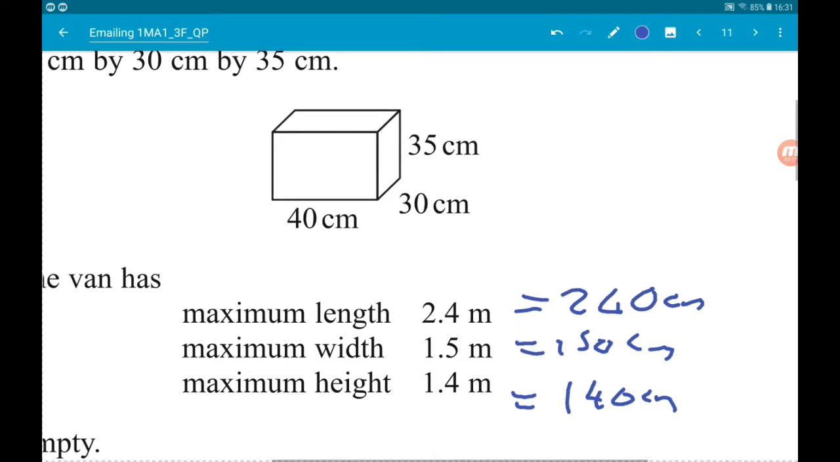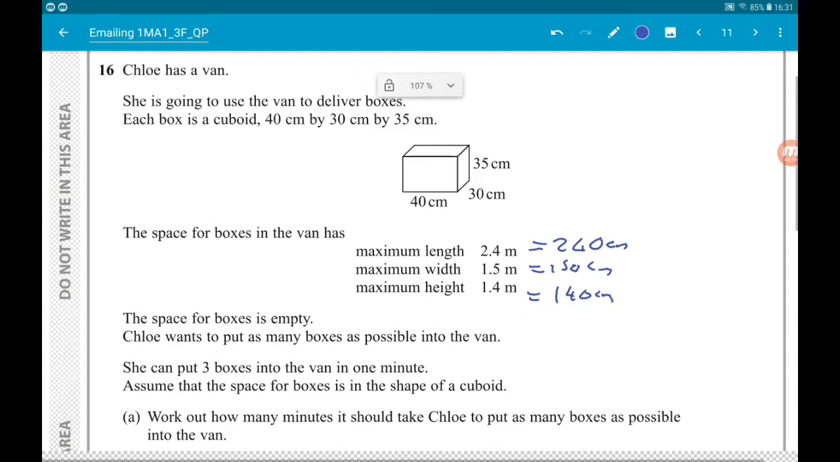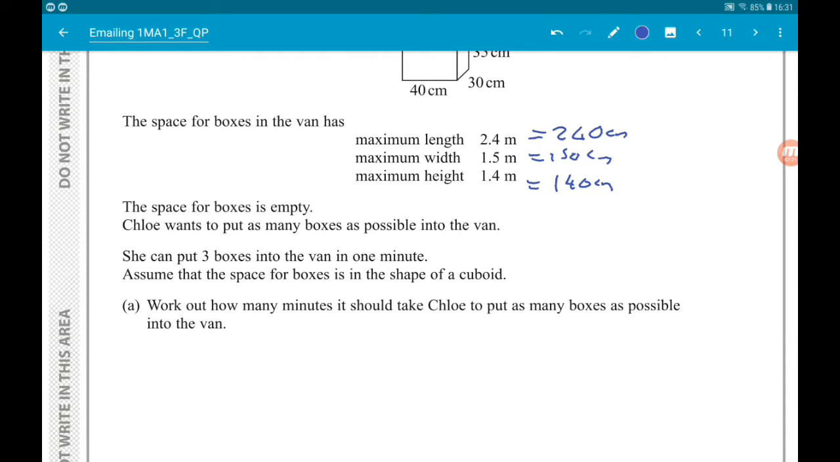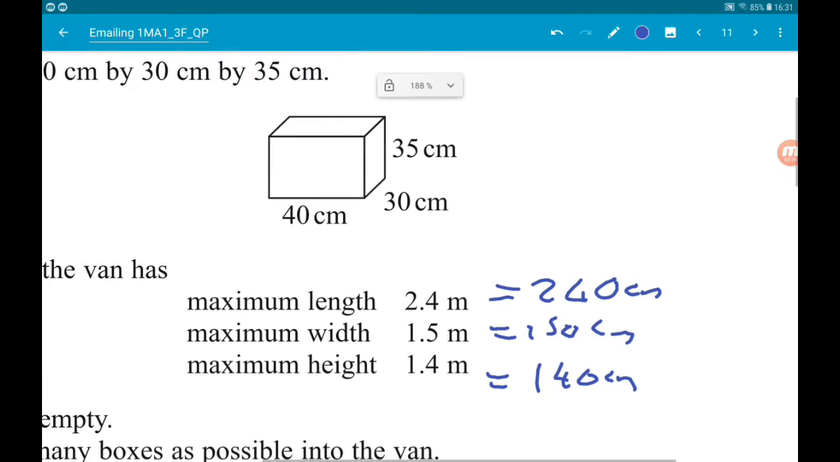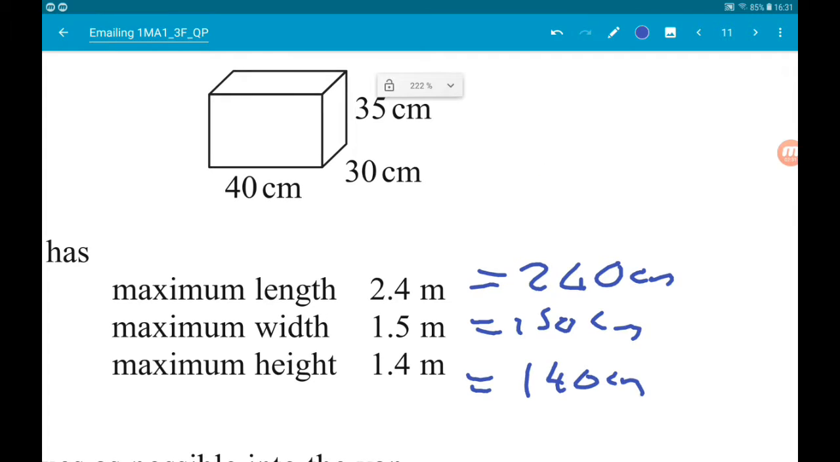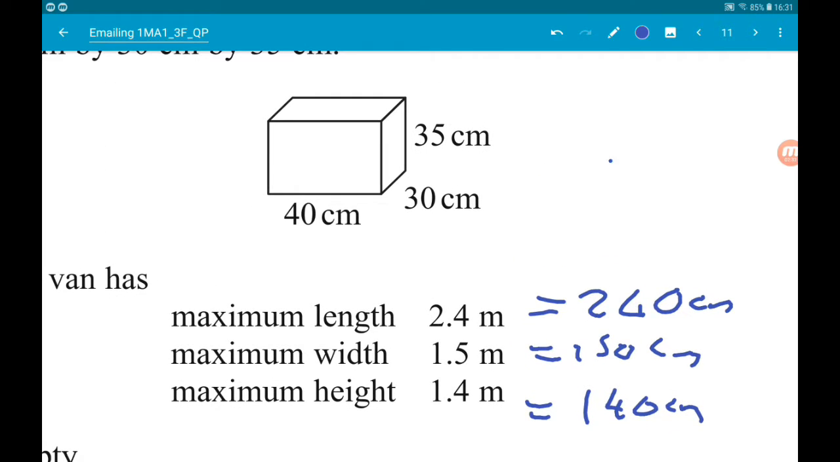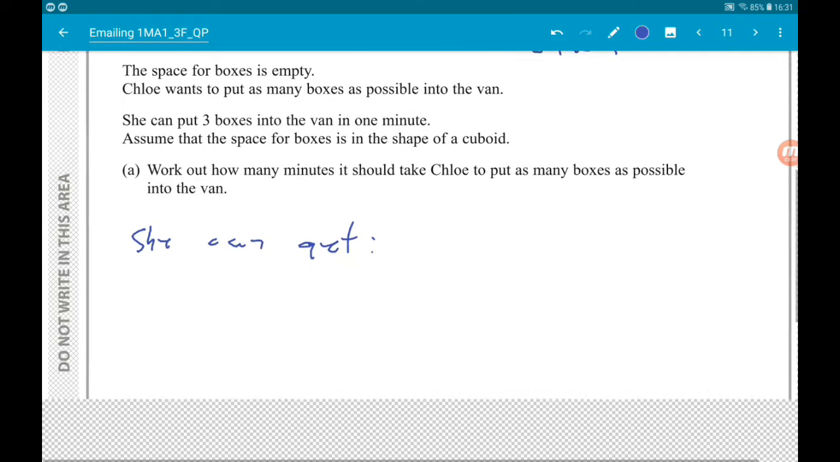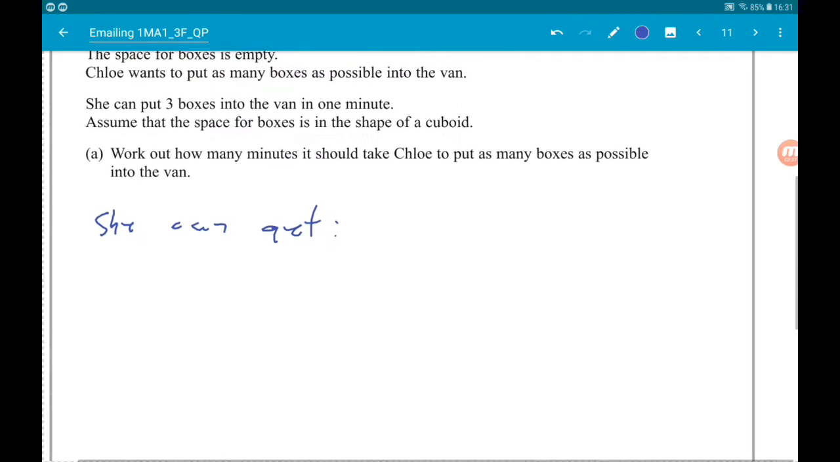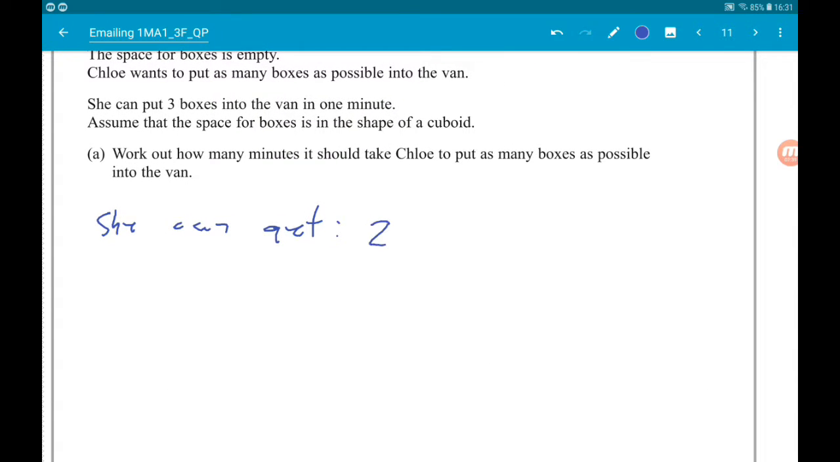So, along the length, she can get 240 centimetres divided by 40 centimetres along the length, which is 6.